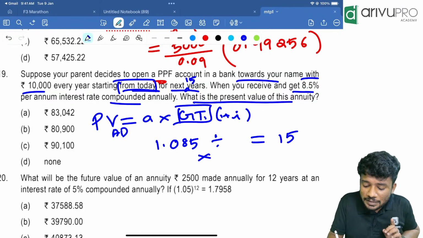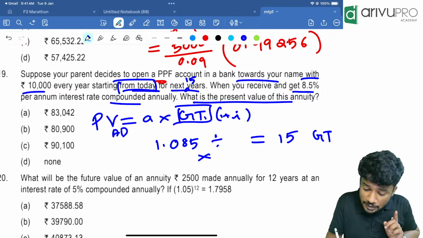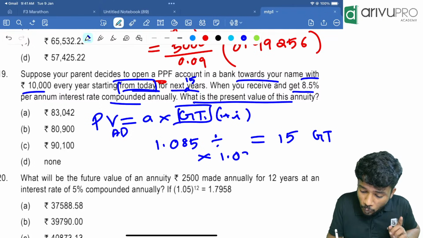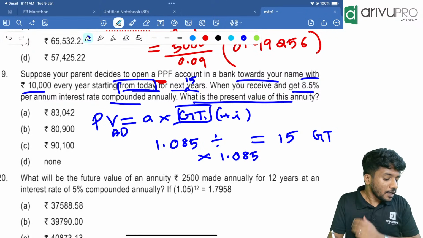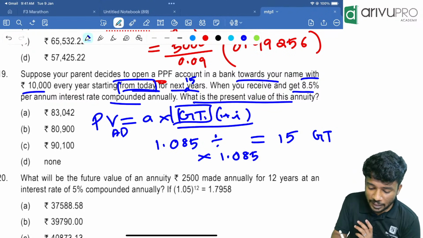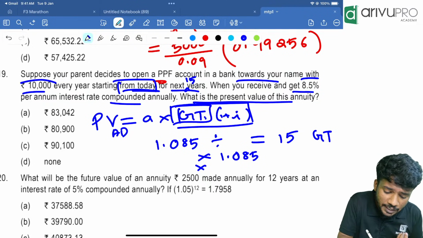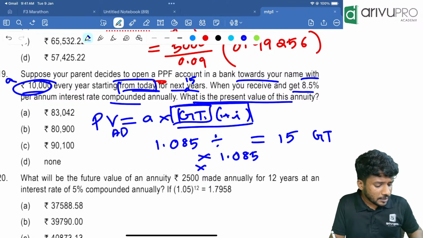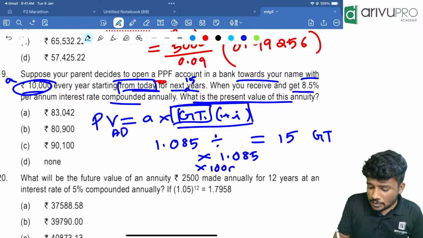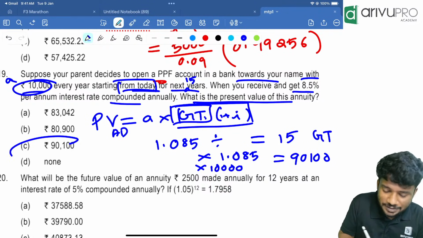Multiplied with 1 plus I. 1 plus I is how much? That is 1.085, multiplied with 1.085. That means you got this much value. Then you need to multiply it with the A value. A is nothing but 10,000. If you multiply it with 10,000, you get which is equal to 90100. Option C is your answer.